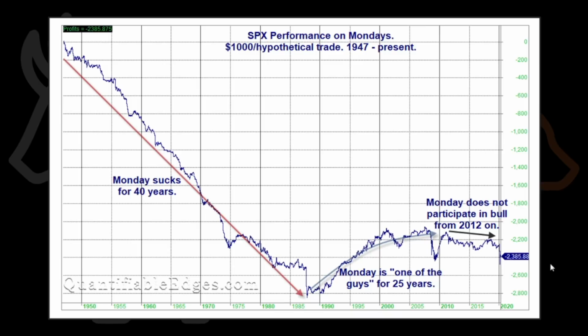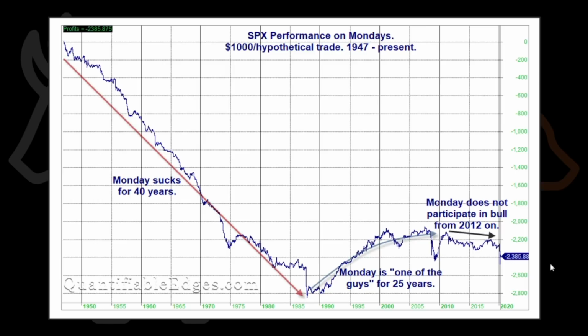So this first one that we're looking at here looks at S&P performance on Mondays. And what's so astonishing to me about Mondays is all this is doing is saying, all right, we're going to go into the S&P $1,000 at the close every Friday. We're going to exit at the close every Monday. And this goes back to 1947.